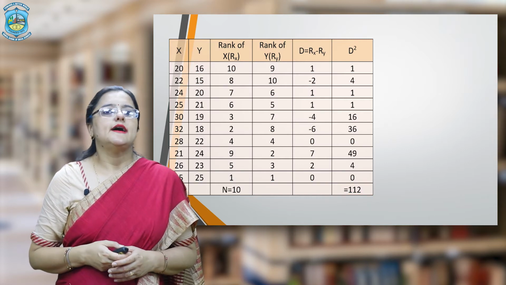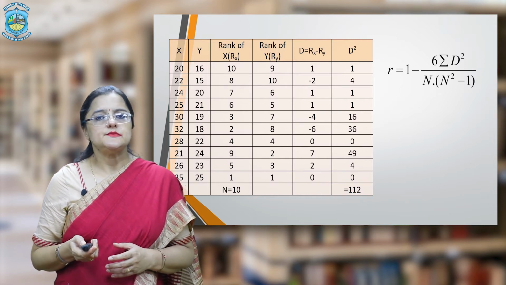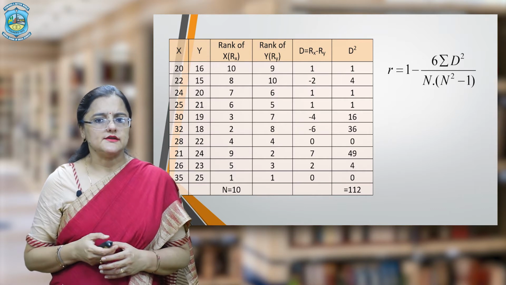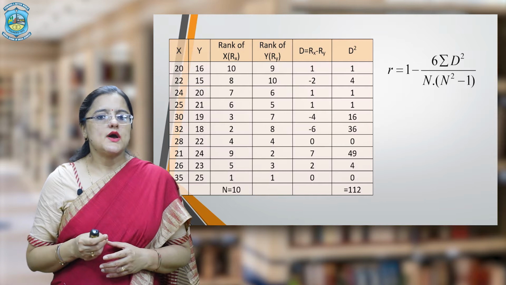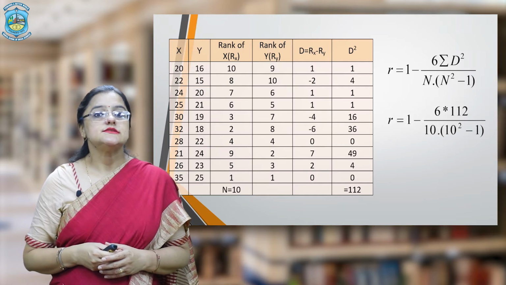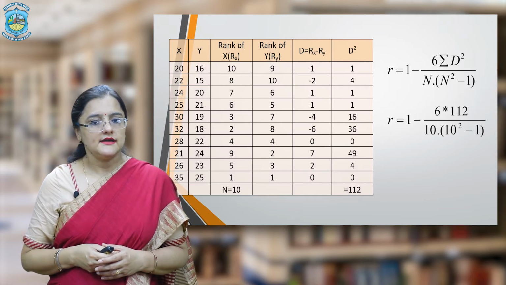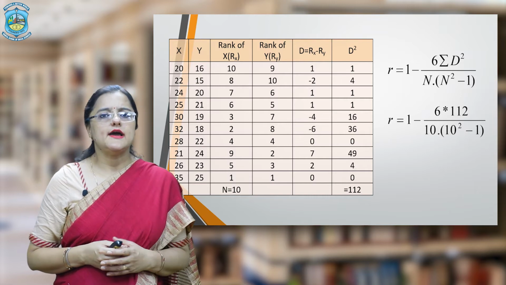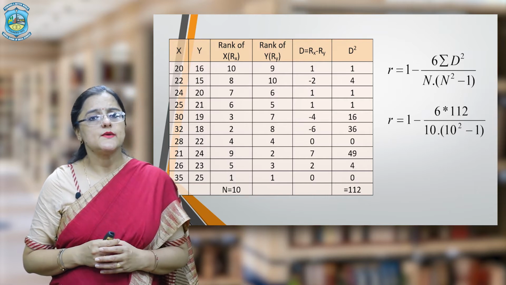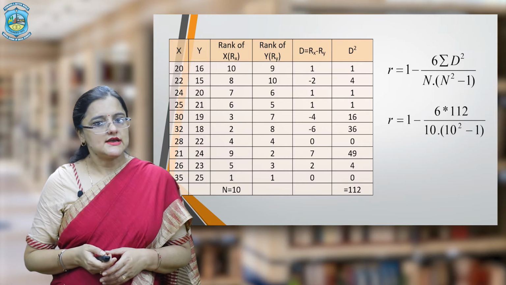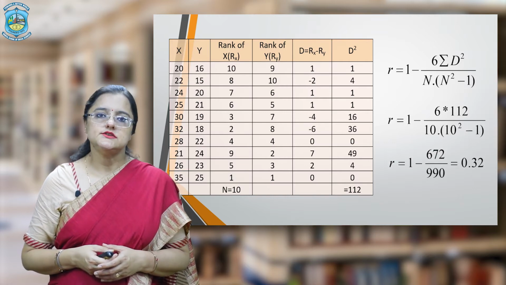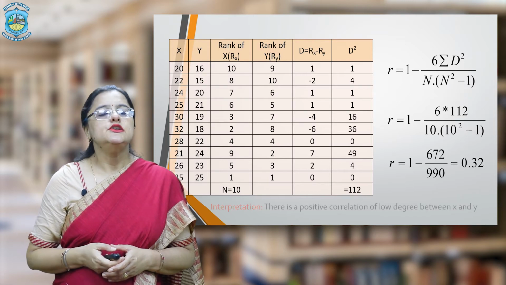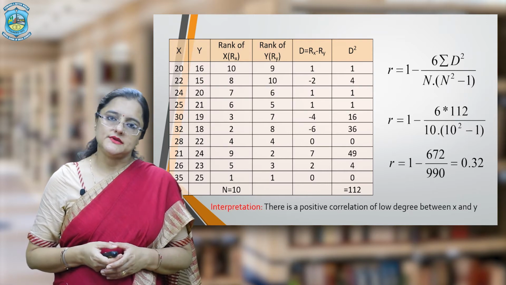Now let's calculate the value of Spearman's rank correlation by simply substituting the values which we have just calculated in the table. We have Spearman's rank correlation value as 1 minus 6 into summation d square, which is 112, divided by, there are 10 pairs of values, so 10 into bracket 10 square minus 1. As a result, the value of R comes out to be 0.32, which indicates a low degree of correlation between the two variables.